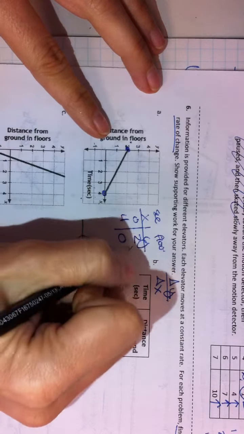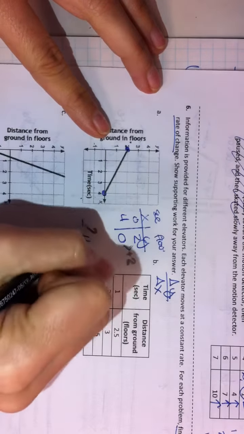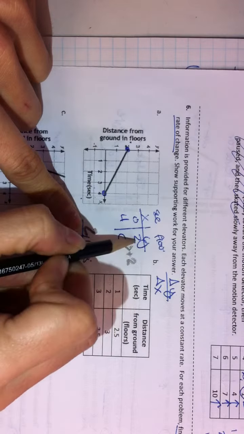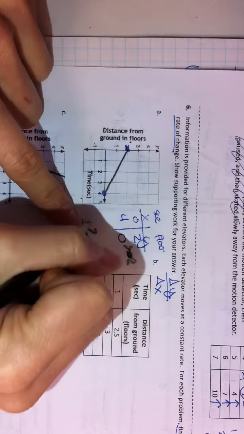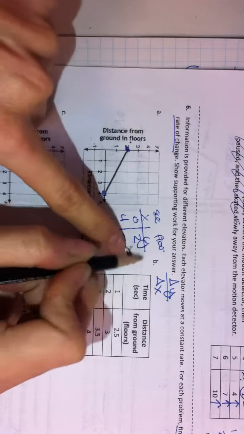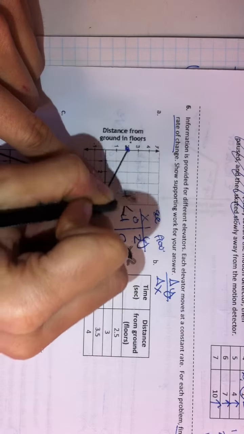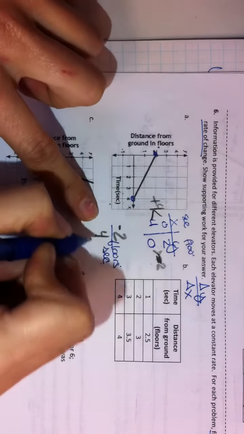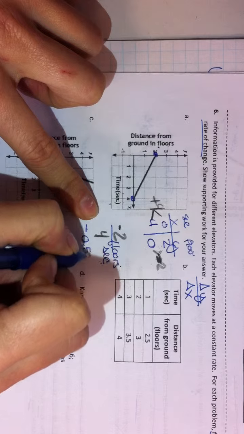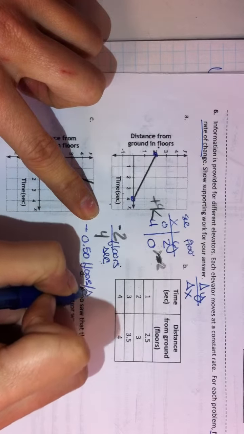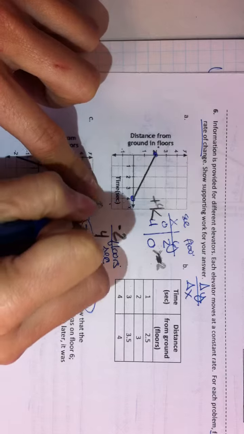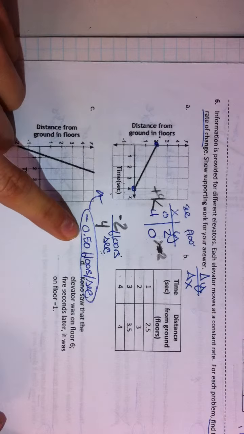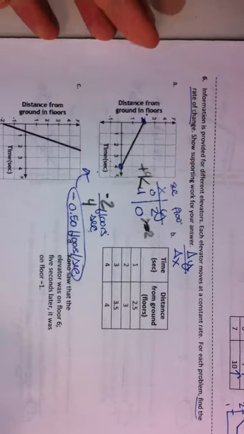Now the change in y was a positive 2. So the change in y, how y changed was, I'm sorry, negative 2. Holy cow, sorry. Negative 2. I went down 2 to 0, I went down 2. 0 to 4, I went up 4. So I went down 2 floors, and it took me 4 seconds. Now you just divide. Negative 2 divided by 4 gives you a negative 0.50 floors per second. You got a half a point for the negative 0.5. You got a half a point for floors per second.